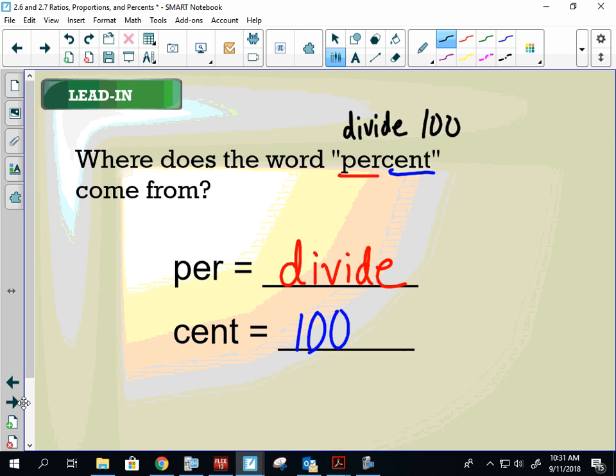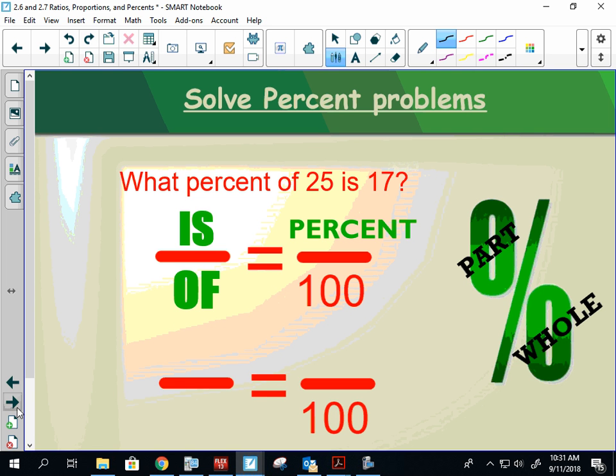That's what percent means. Because of that, I can then set a percent question up as a proportion. Here's an example. So I'm going to give you 2 strategies down below in your notes. One of them is called the proportion method and one is called the equation method. Once I've shown both, it's your call which one you want to use, but I'm going to show the proportion method first. So this enables you to answer a question like what percent of 25 is 17?